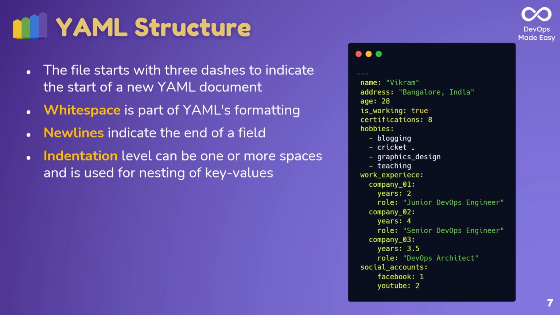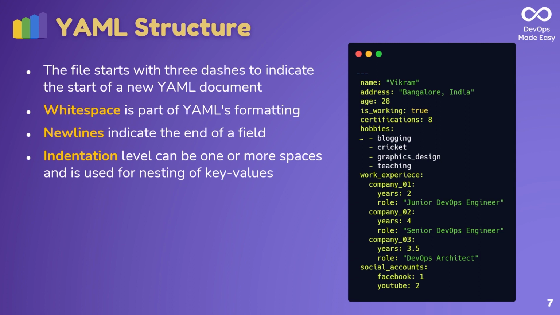So this is the YAML structure again. The file starts with three dashes. This is optional. It doesn't have to start with three dashes, but this is the convention. Every YAML document starts with three dashes. And the white space is a part of YAML formatting.